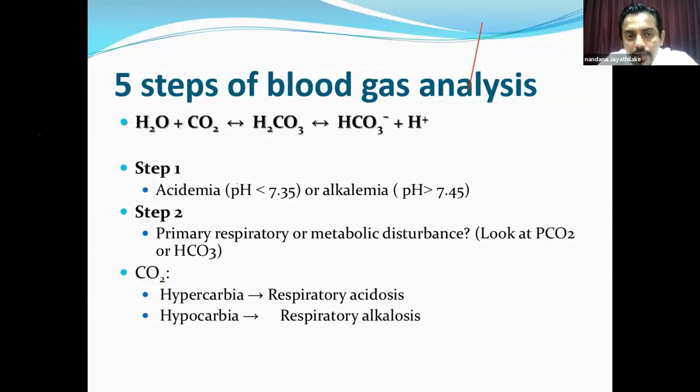First step, once you get the blood gas, is to decide whether you are dealing with acidemia or alkalemia. If the patient pH is less than 7.35, yes, acidemia; more than 7.45, alkalemia. That is the first step. So you pass the first step. Good.